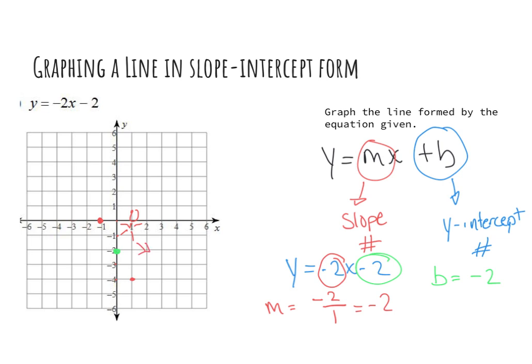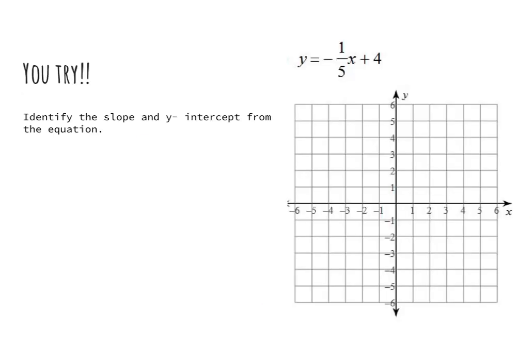And then once you have at least 2 dots, you can draw the straight line by connecting the dots. So this black line represents all the possible points for this equation. Now you try. Identify the slope and the y-intercept from the equation above in order to graph this line.